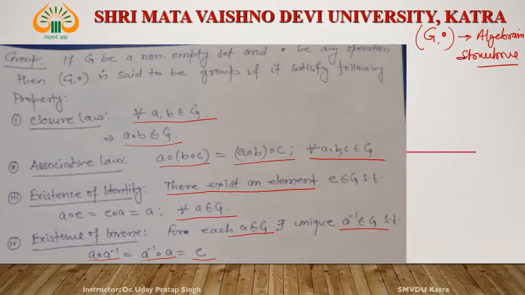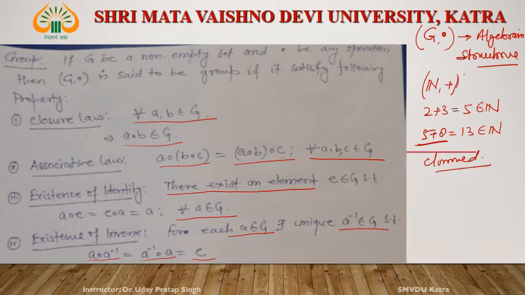Now see, let us consider the set of natural numbers with respect to addition, right? Consider any two numbers, 2 and 3. What is 2 plus 3? 5. 5 again belongs to the natural numbers. What is 5 plus 8? That is 13. Again a natural number. Means the sum of two natural numbers is always a natural number. Therefore, this is closed.